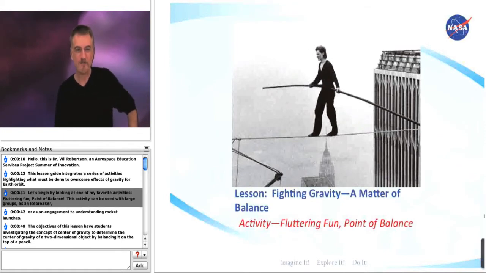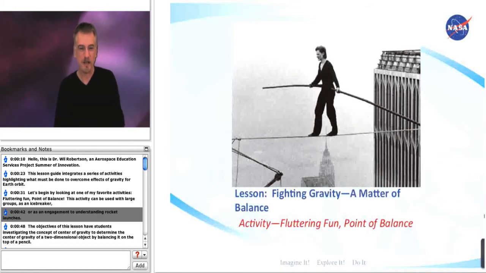It's called Fluttering Fun Point of Balance. This activity can be used with large groups, or it can be used as an icebreaker, or as an engagement to understanding rocket launches.